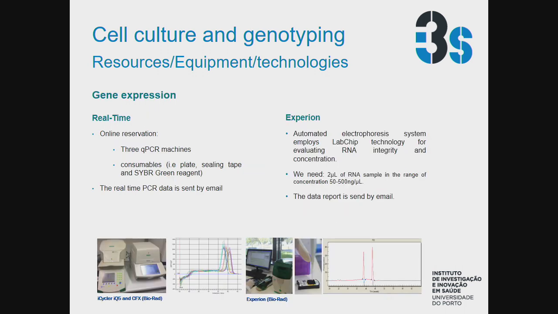In gene expression, we have available for online reservation three qPCR machines and consumables. At the end of the run, the data is sent by email. The experion serves as a complement to qPCR. It is an automated electrophoresis system which employs lab-chip technology to evaluate RNA integrity. You need only about 2 microliters of your RNA sample for analysis. The data report is sent by email.